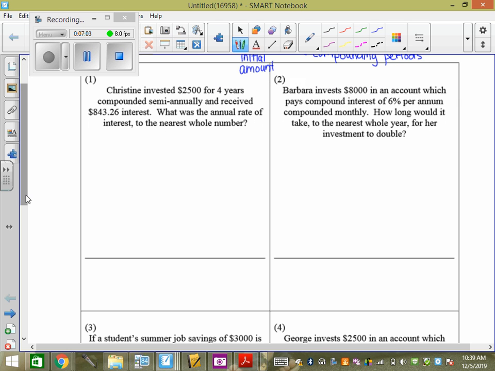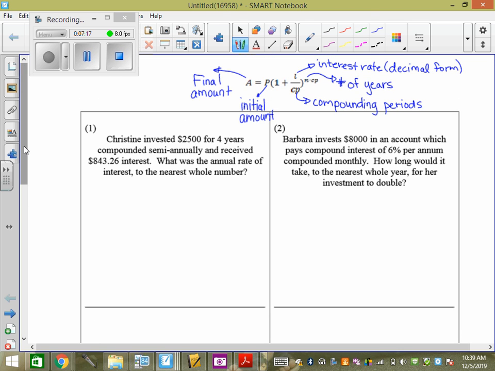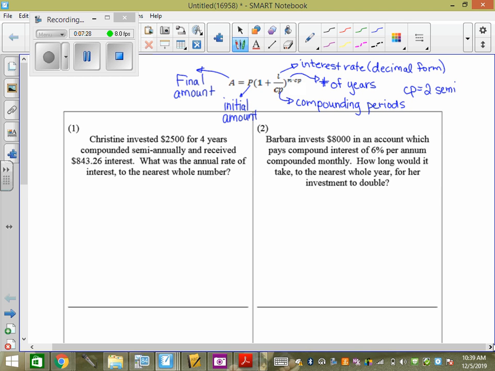Okay, so compounding periods, back to that. If it's monthly, you will compound at the end of the month and the interest will go in. If it's semi-annually, it's twice. If it's quarterly, how many quarters are there in a dollar? 4. So your CP is going to be 2 if it says semi-annually, your CP will be 12 if it says monthly, and your CP will be 4 if it says quarterly.